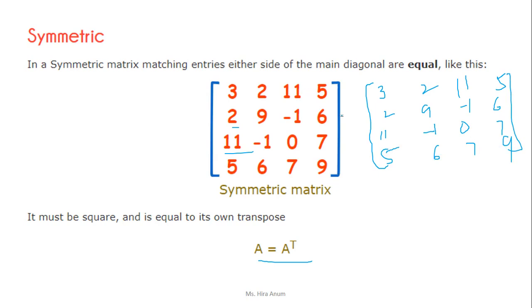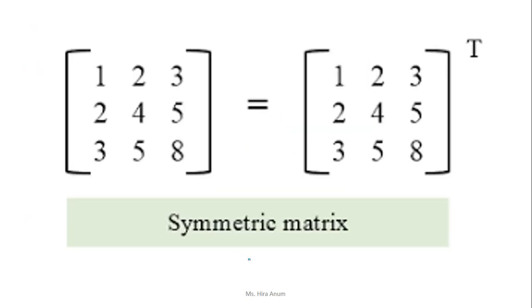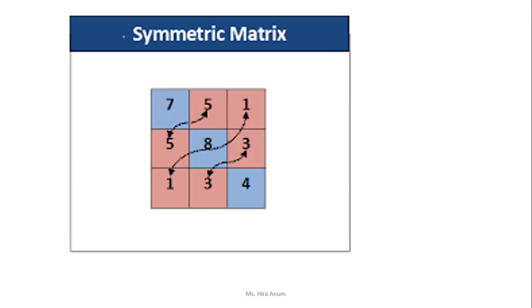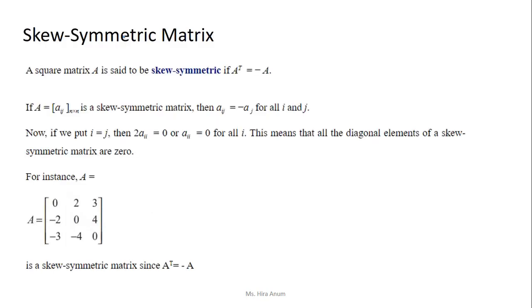This is equal. The transpose of the matrix is equal to the matrix, then it is called a symmetric matrix. This is also a symmetric matrix. You can take the transpose of this, which is equal to the matrix. Symmetric matrices. Skew symmetric: in skew symmetric, the transpose will be minus A.